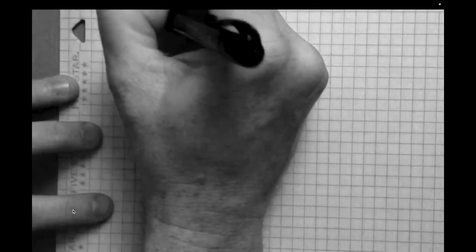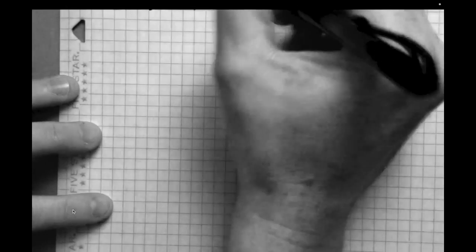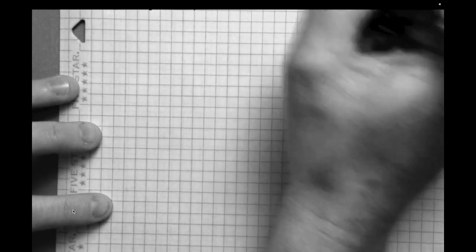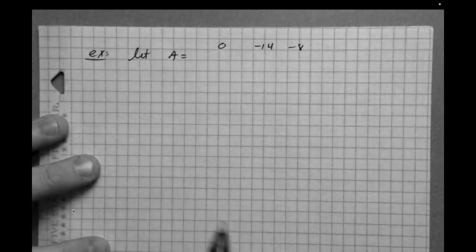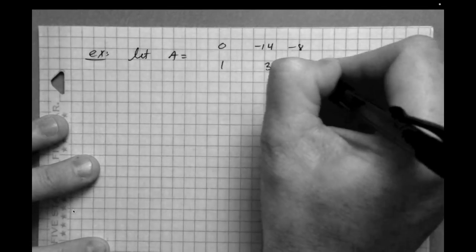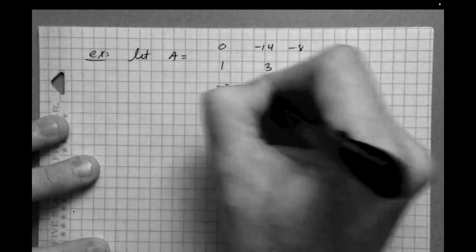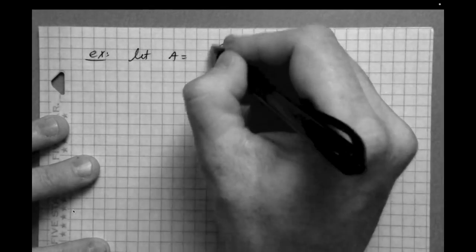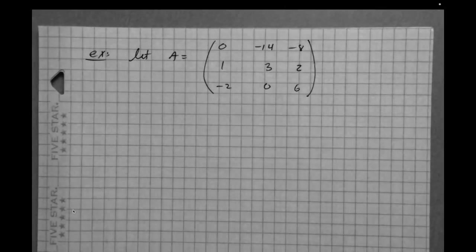Okay, so let A equal the matrix with rows 0, -14, -8; 1, 3, 2; and -2, 0, 6. So not an upper triangular matrix, but a 3 by 3 matrix. We could calculate the determinant using the 3 by 3 method or by using the cofactor expansion method. But let's just do row reduction on this and see how the determinant falls out.